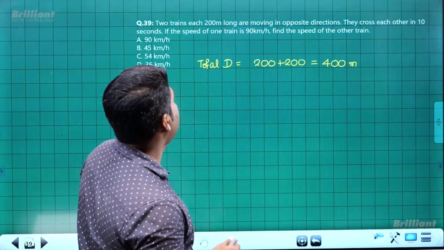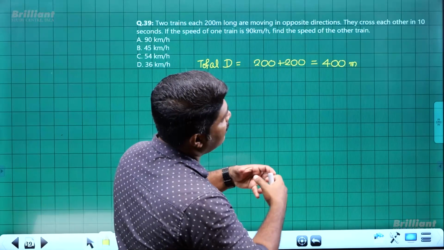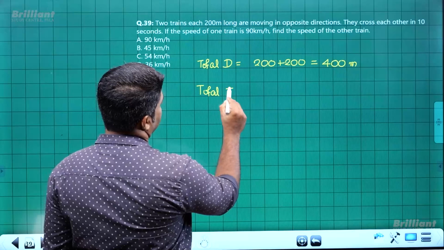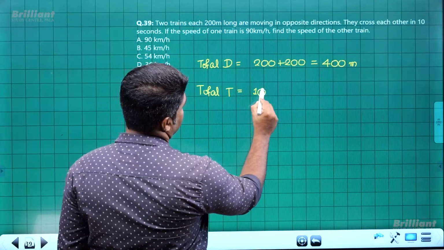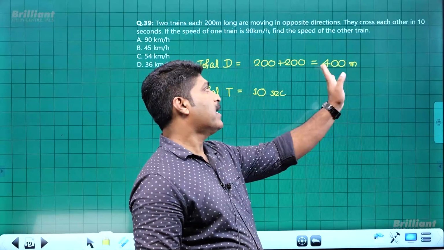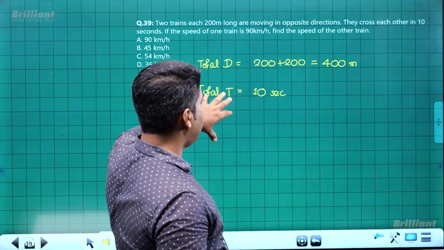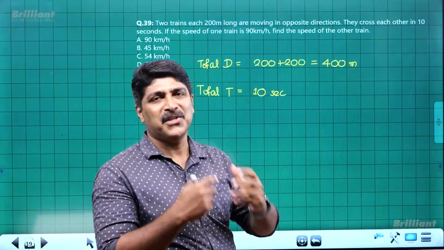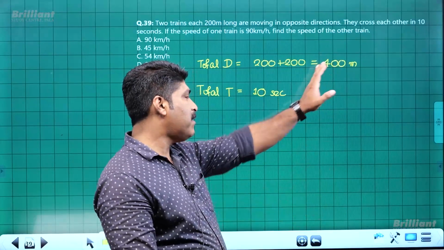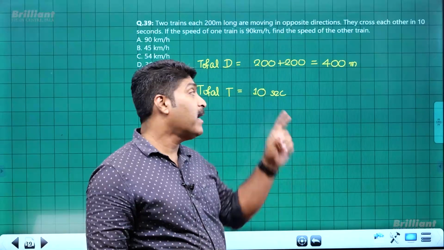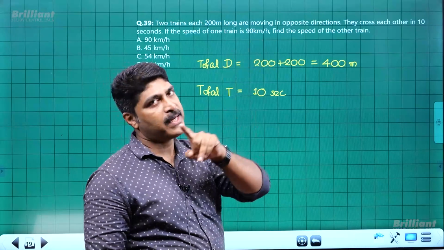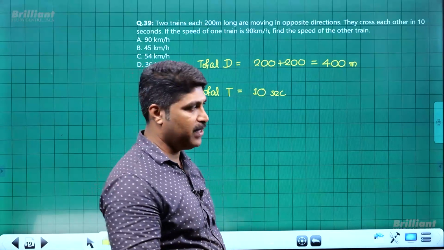What's the total time here for crossing? The total time taken for crossing each other is 10 seconds. Just notice the units. Here distance is in meters and time in seconds, so those are matching. Therefore, what should be the unit of speed? We will get the speed in meters per second. But our answer is in kilometer per hour, and one of the speeds is also in kilometer per hour. Don't forget that we have to convert it further.